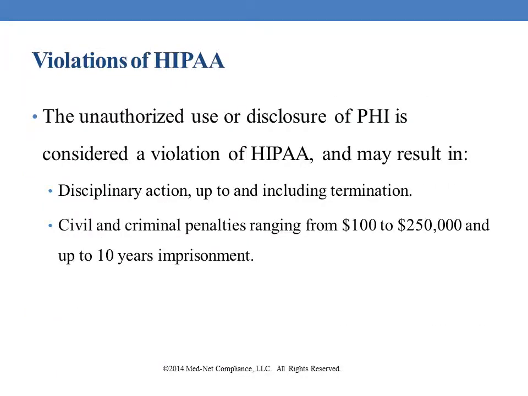The unauthorized use or disclosure of PHI is considered a violation of HIPAA and may result in disciplinary action up to and including termination and/or civil and criminal penalties ranging from $100 to $250,000 and up to 10 years imprisonment. The severity of the consequence may depend on the use or disclosure and whether it was intentional.